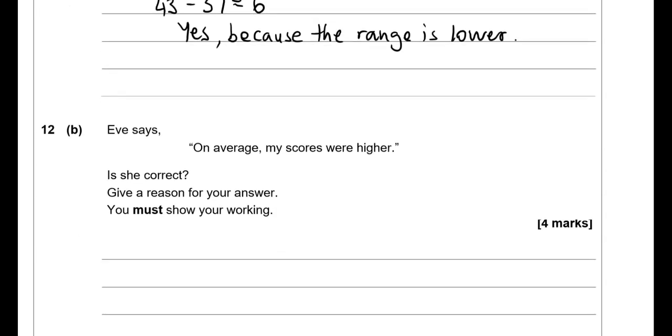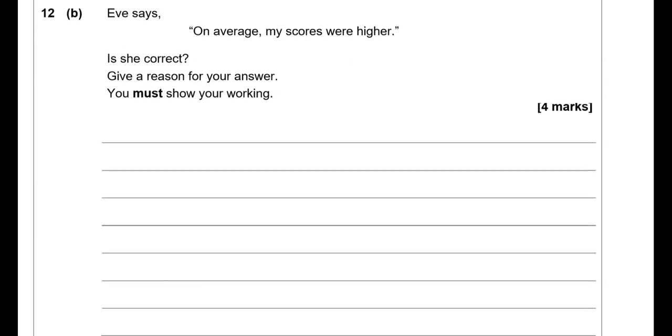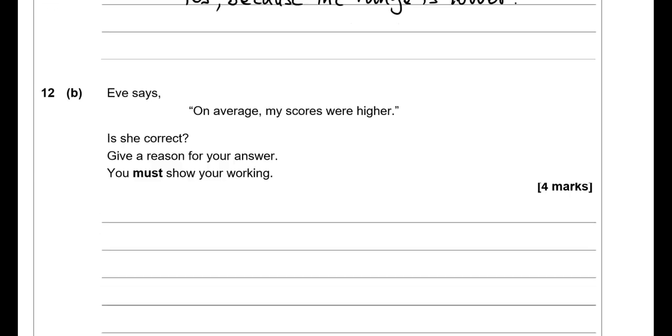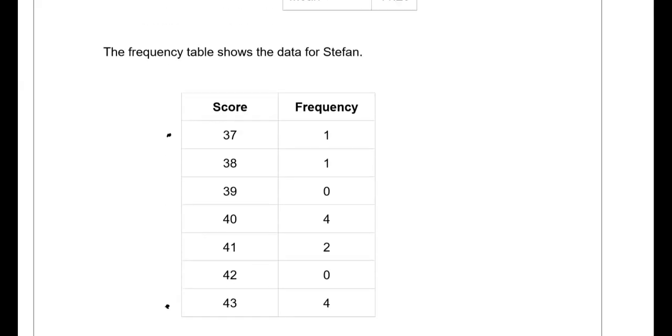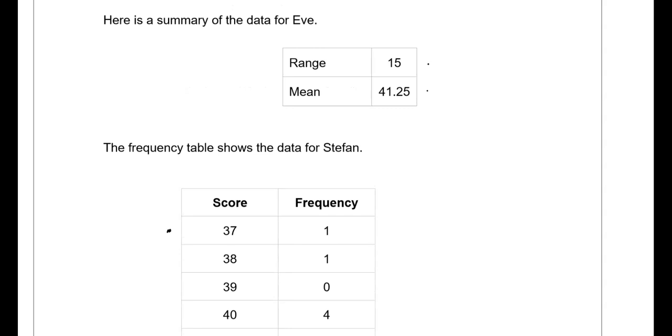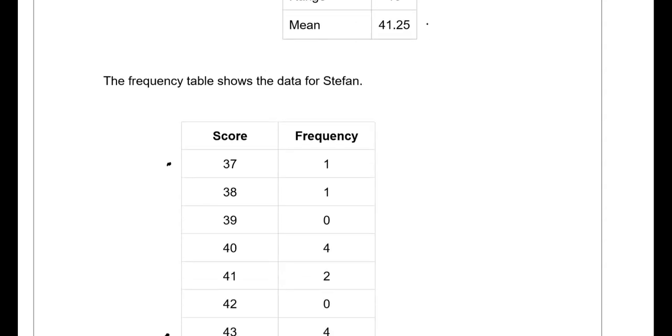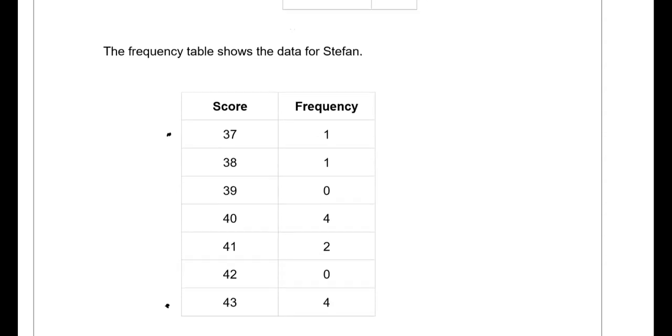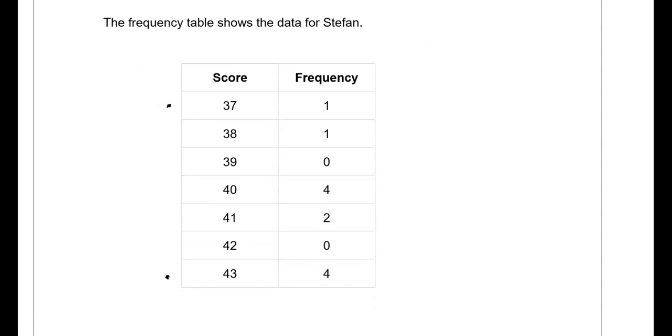Eve says, on average, my scores were higher. Is she correct? Give a reason for your answer. You must show your working. So, going again back to the scores, we've got the mean for Eve, but we haven't got it for Stefan, so we're going to work it out. So there is the score, there is the frequency, so we're going to multiply.